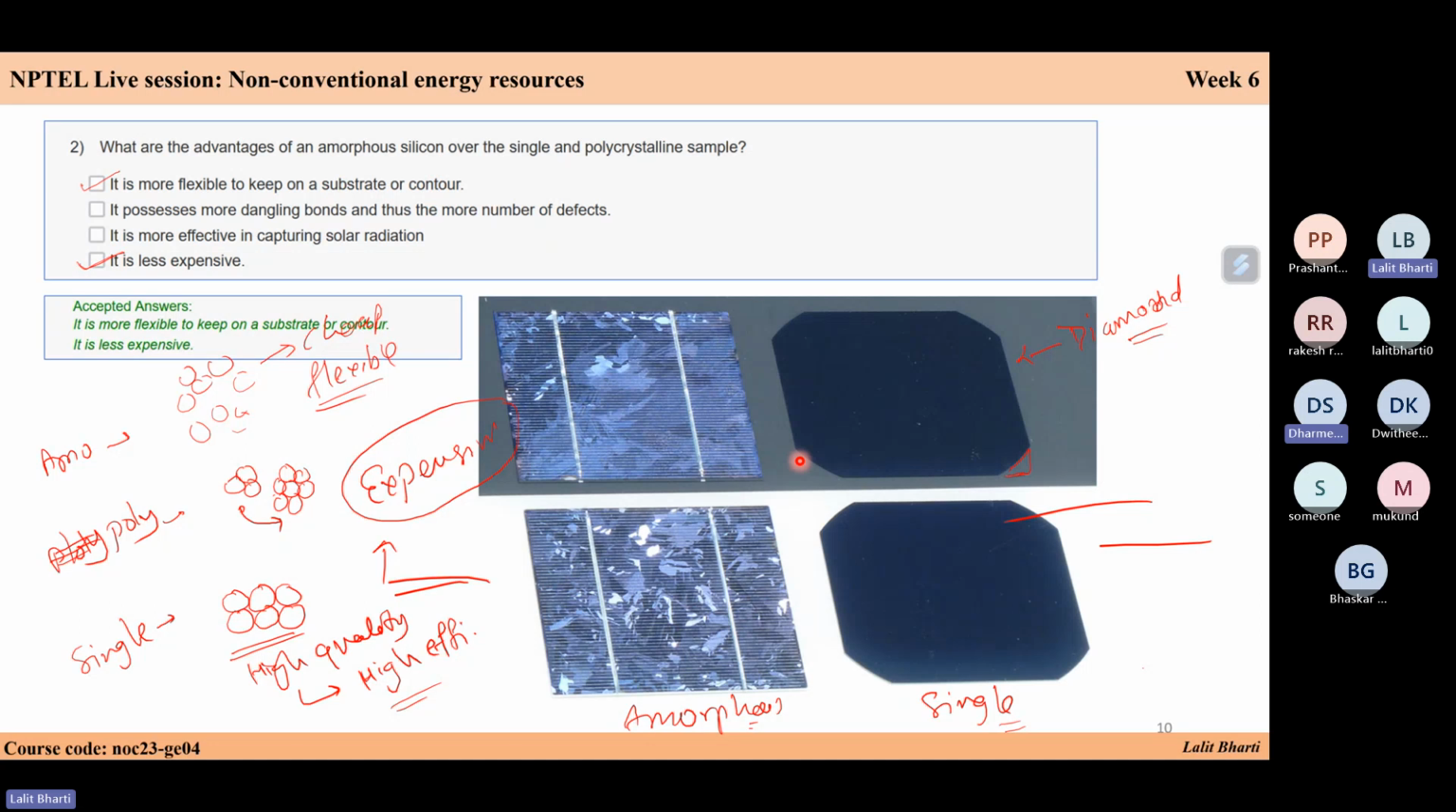Sir, means we cut in this shape to cover the maximum area in the solar panel, right? Yes, yes.